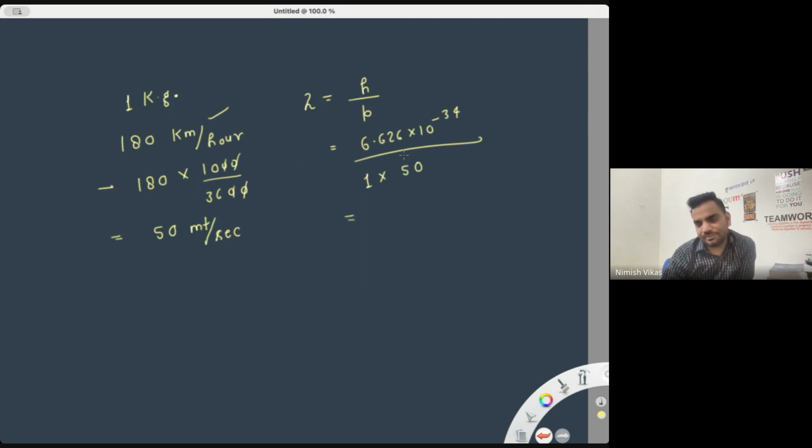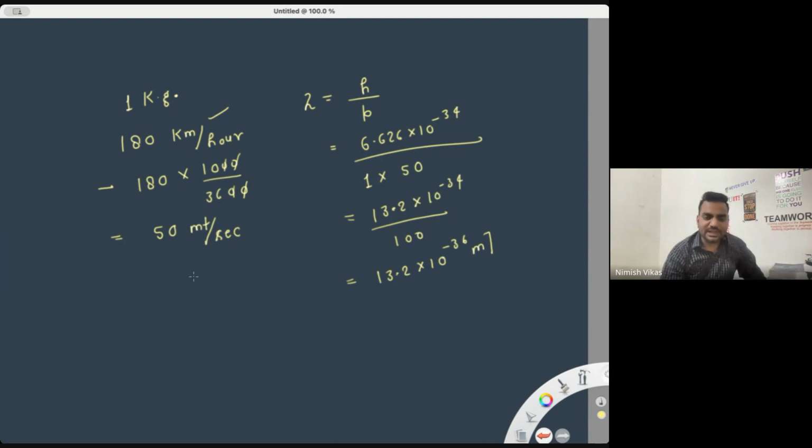Now just look at it. Wavelength we are getting, let's say this was not even 50, this was 100. Or I can just multiply with 2 on both numerator and denominator. So numerator will become some 13.2 into 10 to the power minus 34 upon 100. Or we got 13.2 into 10 raised to the power minus 36 meter.